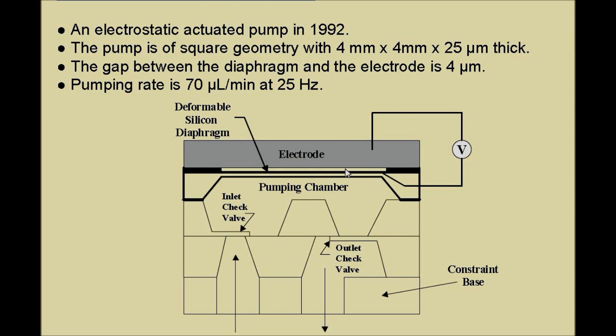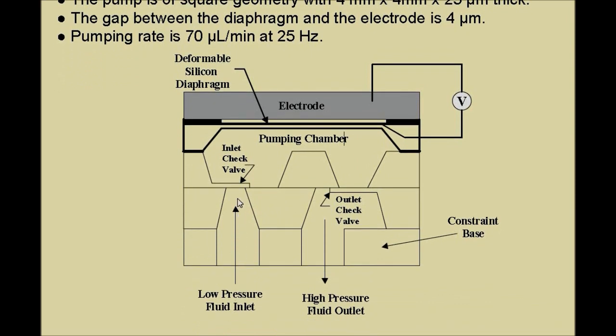Now let us imagine that when you apply a voltage, this diaphragm moves upwards. So you will have an upward motion of the diaphragm. What will happen with the upward motion? This will increase the volume of the pumping chamber. Now you see, this is the pumping chamber, a chamber in which you will have the liquid, where the liquid enters through the inlet.